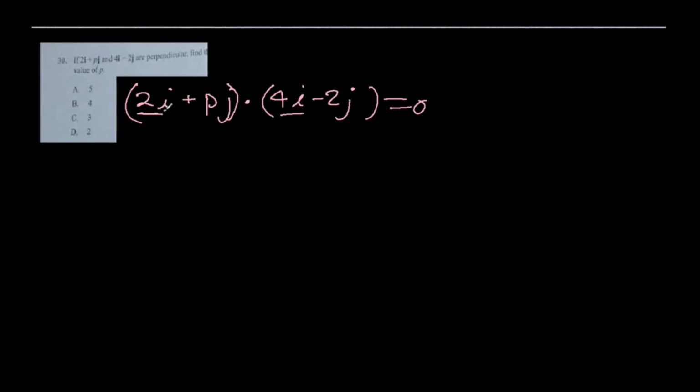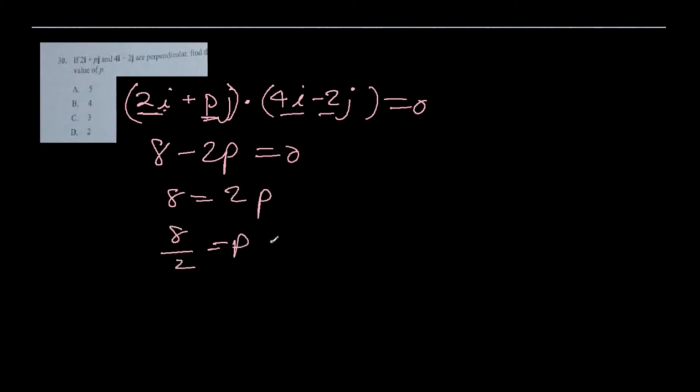In question 30, they're saying that 2i plus pj is perpendicular to 4i minus 2j. If they are perpendicular, their dot product or scalar product should be 0. So I find the scalar product. How? X is multiplied with x, the coefficient only, because i times i, dot product, will be 1. They are parallel. So 2 times 4, 8. P times minus 2, minus 2p equal to 0. So 8 equal to 2p. So p is 8 divided by 2, which is 4. B.